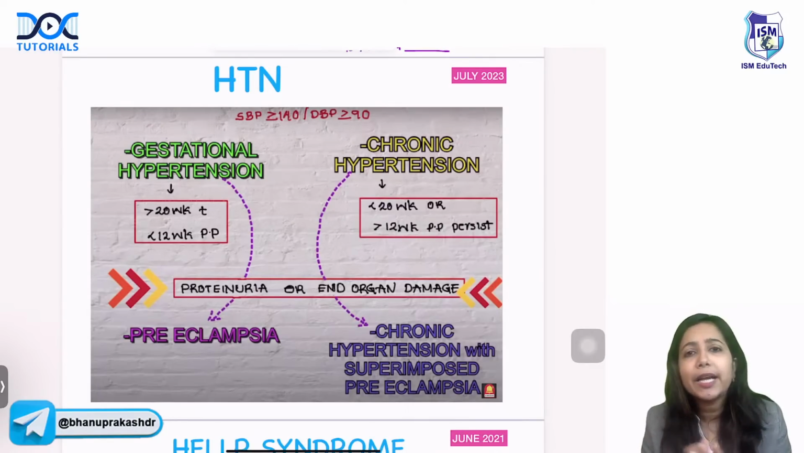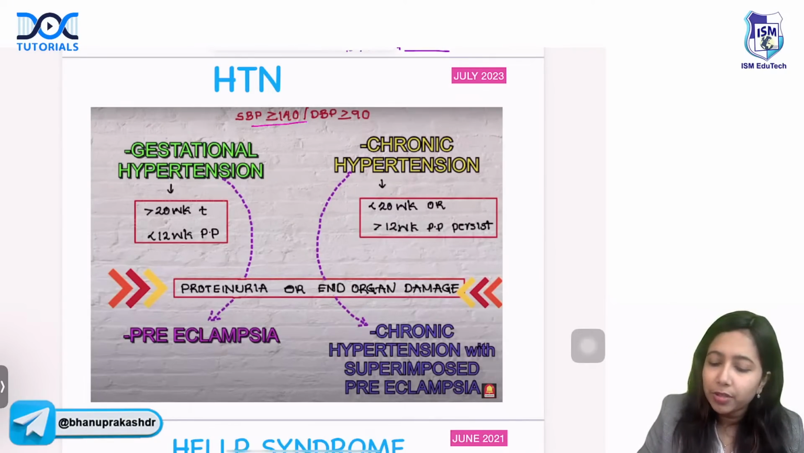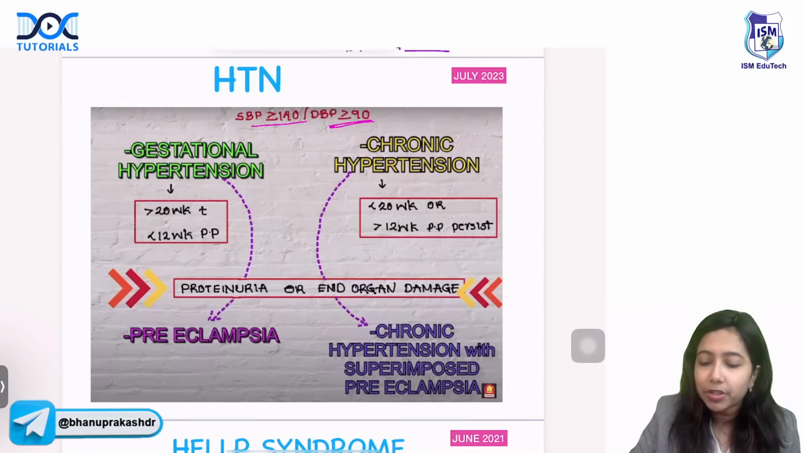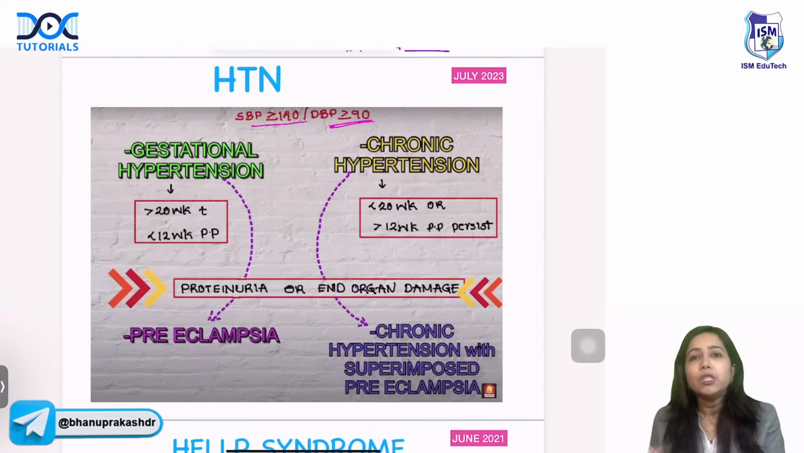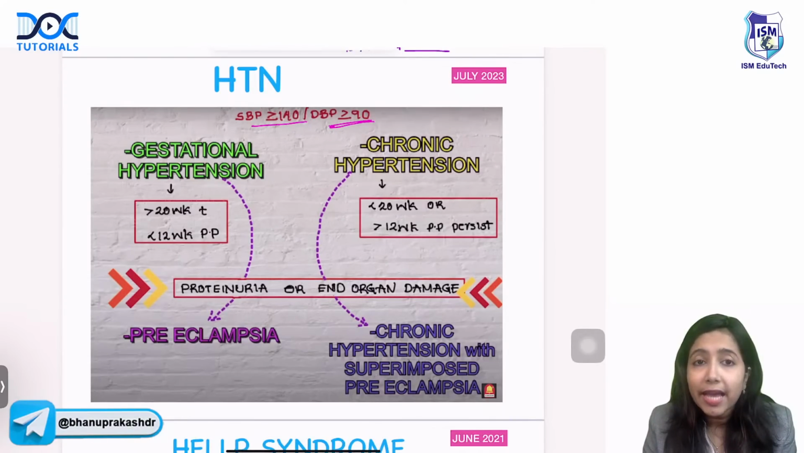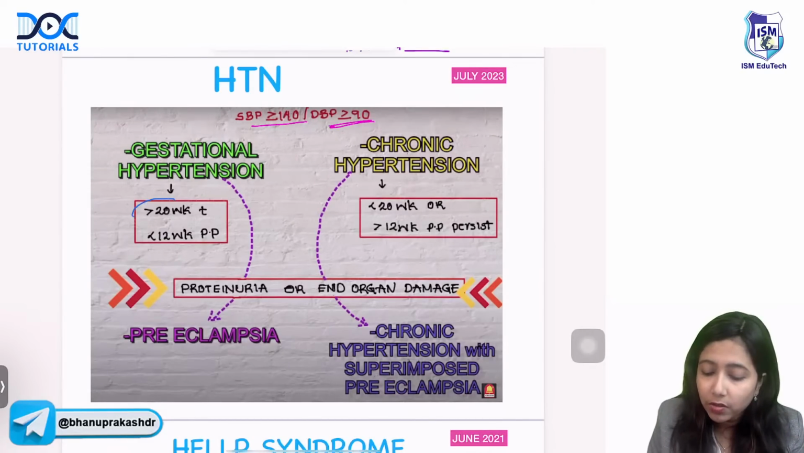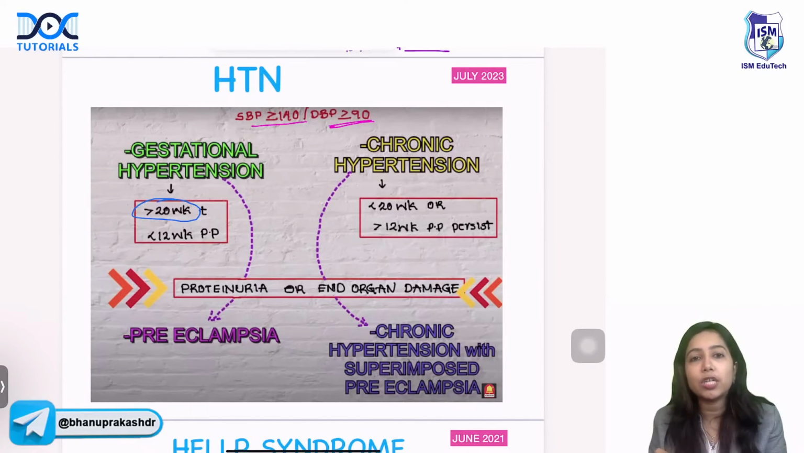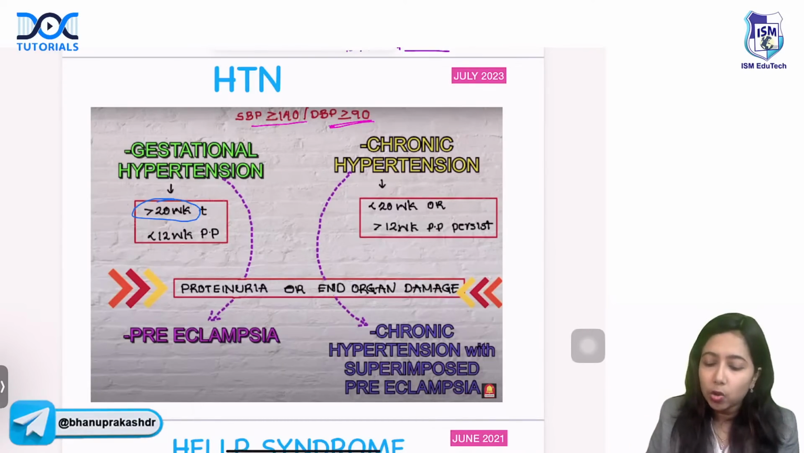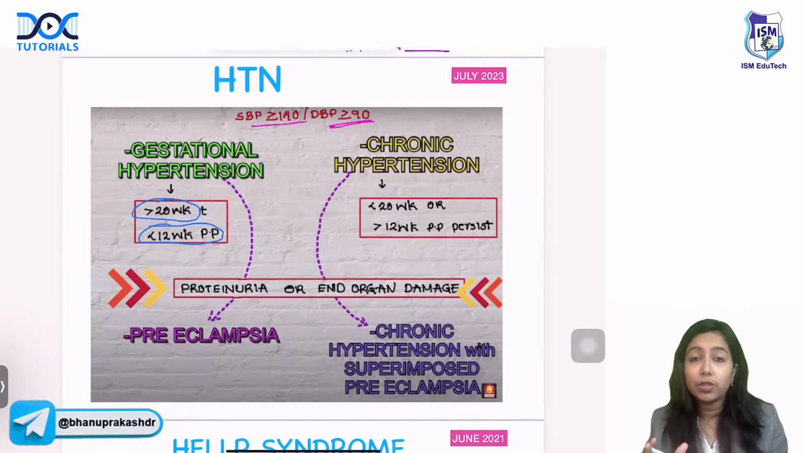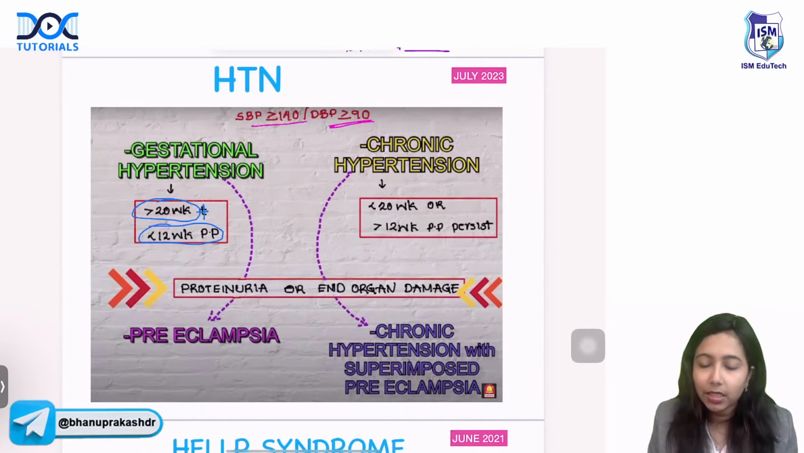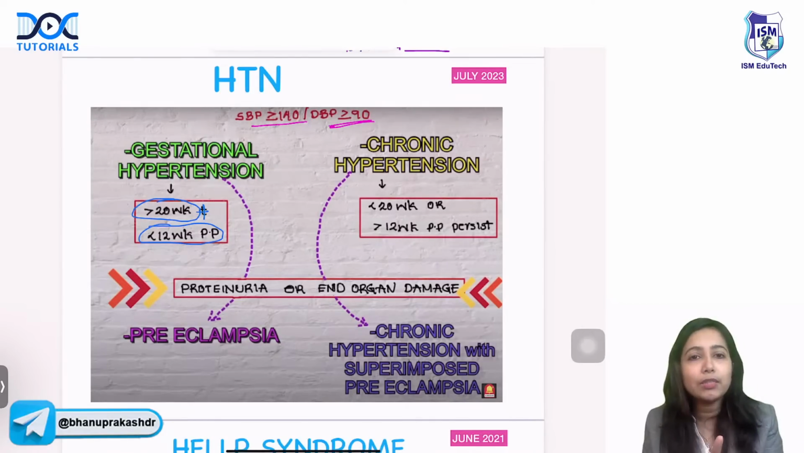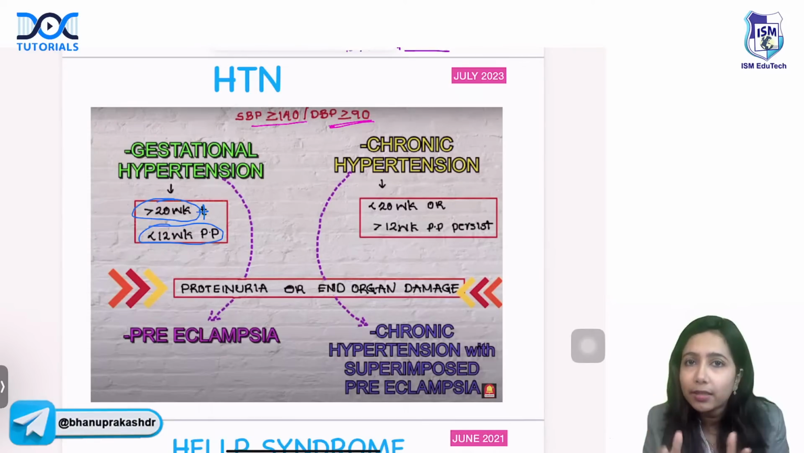So, what is basically hypertension? Hypertension is systolic blood pressure more than or equal to 140, diastolic blood pressure more than or equal to 90. I will call the patient as having gestational hypertension if this high blood pressure is noticed first after 20 weeks period of gestation and it comes back to normal within 12 weeks postpartum. So, both of these should be fulfilled together. This is why the plus sign. She should have high blood pressure only after 20 weeks and this blood pressure should come back to normal within 12 weeks. If both of these fit, then we'll call it gestational hypertension.